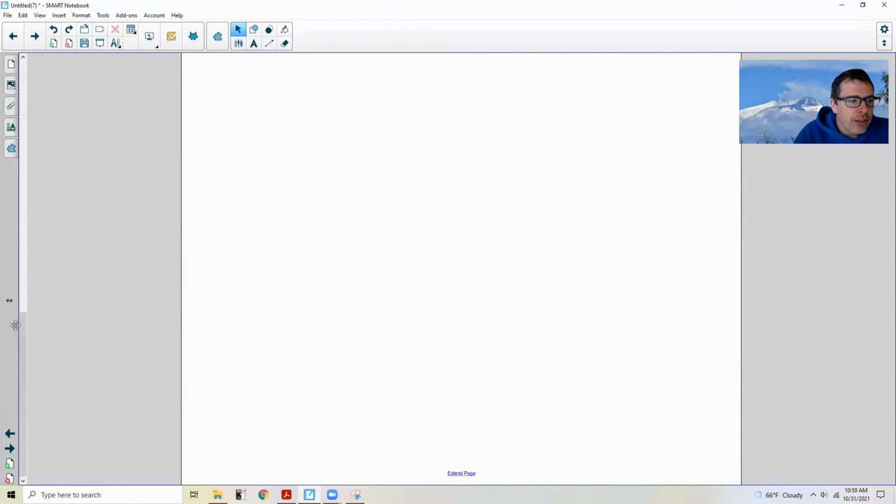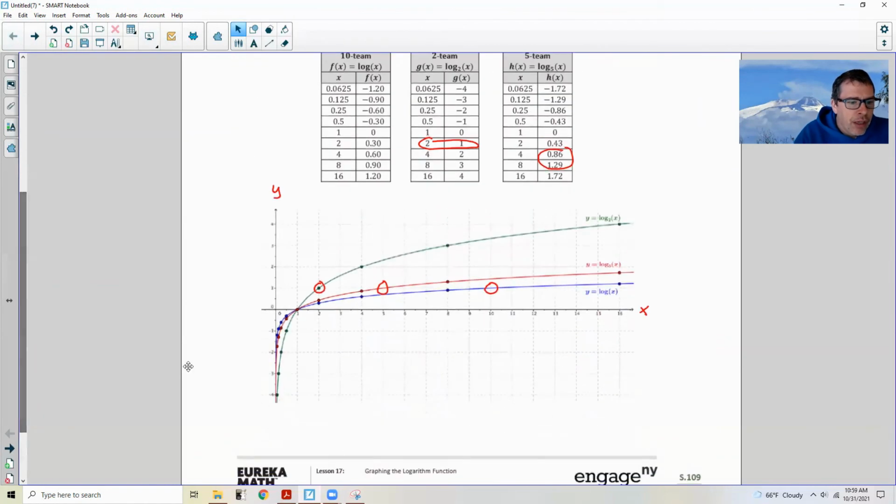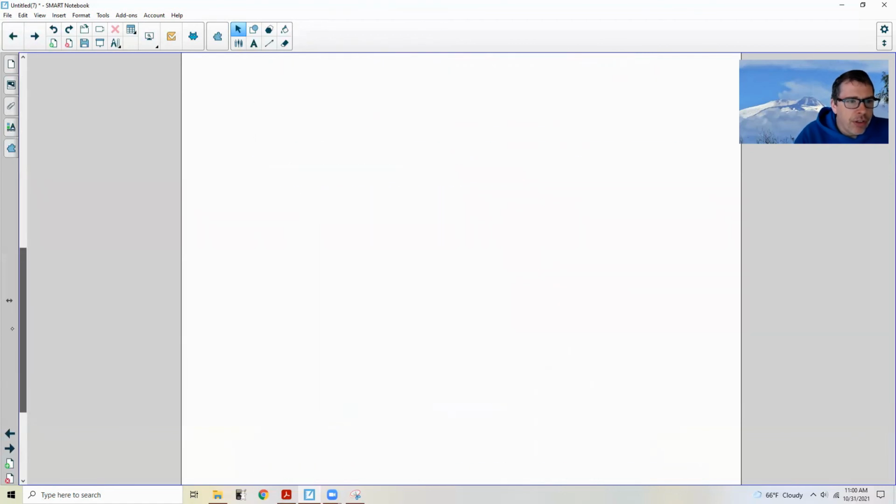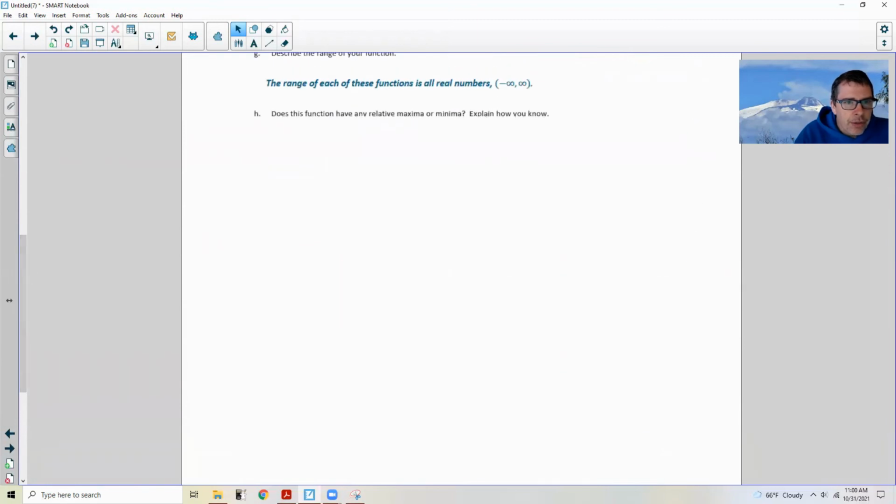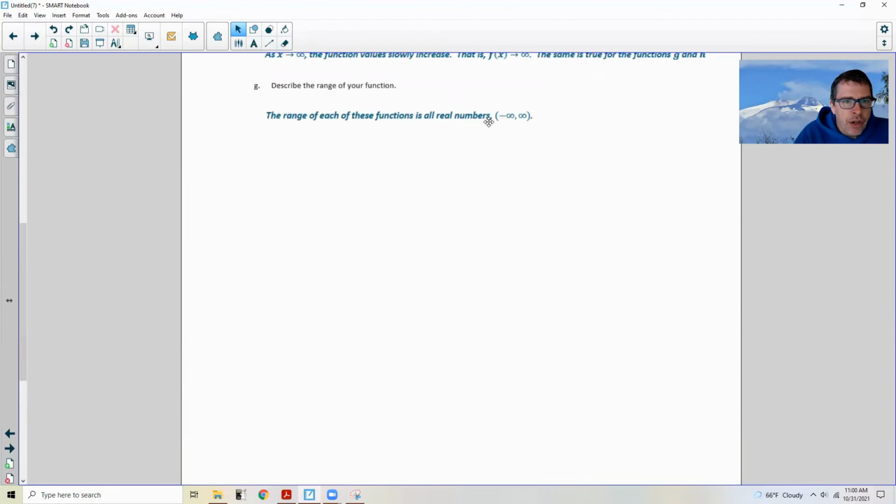All right, G says to describe the range of your function. Remember, range is your y values. So it's going to negative infinity this way. It's going up to positive infinity this way. So the range is the set of all real numbers for all three functions. Okay, so that's what I'm going to say here. The range of each of these functions is all real numbers. In other words, negative infinity to positive infinity with open brackets.